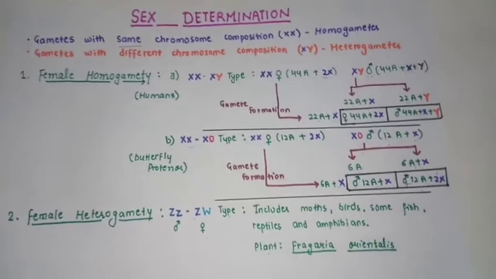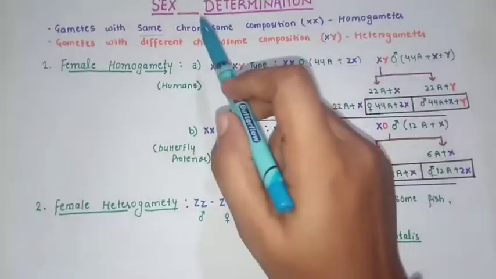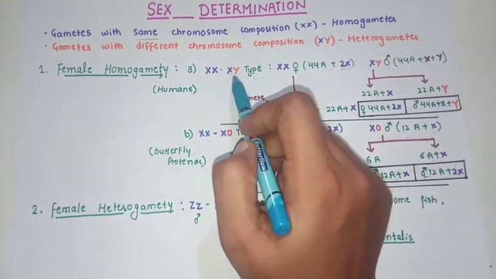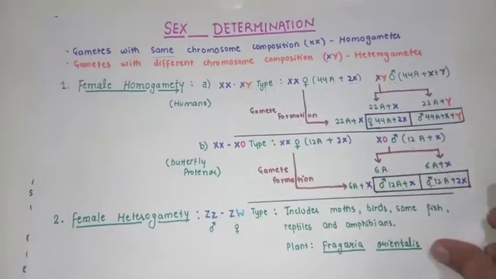So this was all about the basics of sex determination. Now we will discuss sex determination in humans in detail, that is the XX and XY type.